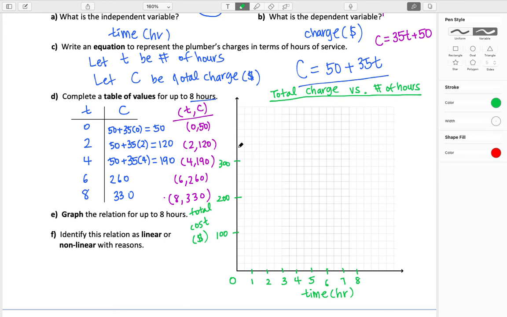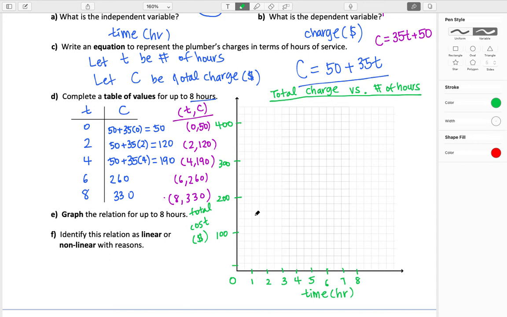300 and 400, and that's it. The reason why I did 5 spaces is because I want to make sure that I have enough space so that the graph takes up the whole grid. If I were to do 100 for 1 space, then your graph is going to be only up to here, this area, which is very tiny.